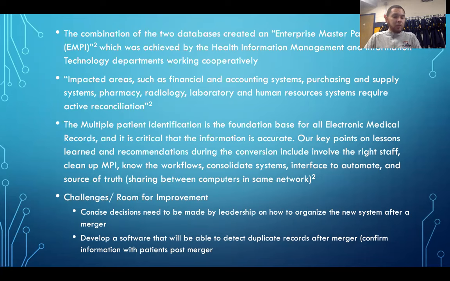Also, another challenge was developing a software that's able to detect duplicate records after the merger, and then confirming this information with patients post-merger. So you want to make sure that after you combine all the information that you don't have two of the same person in the database, because now that they connected, maybe it got transferred over and copied twice. So you want to make sure that you have another software that's going to be able to go through that database and make sure that there are no duplicates. And then also to confirm with your patient population that all their information is correct after the merger.